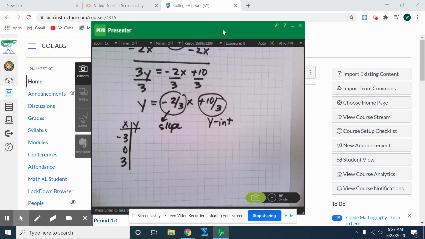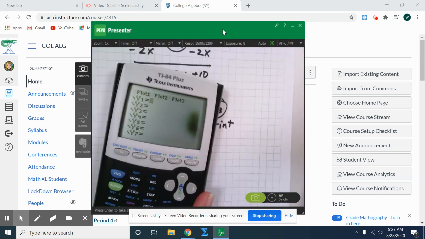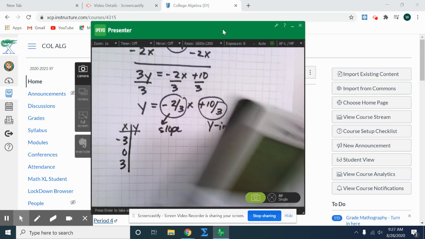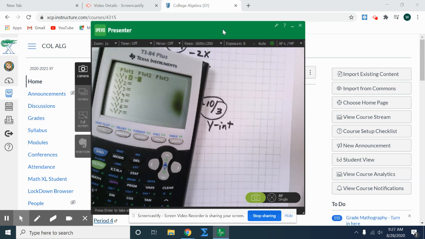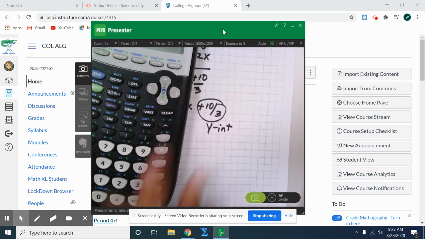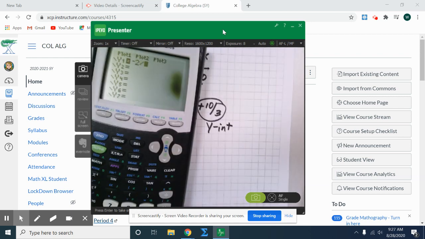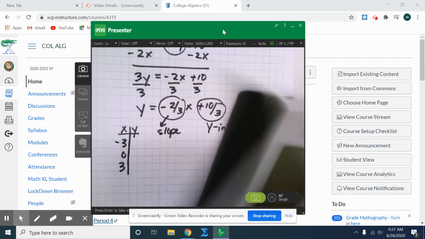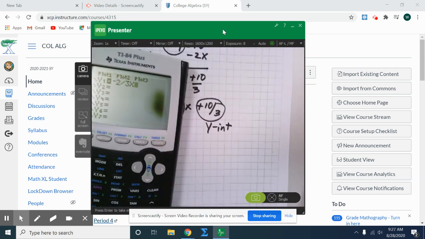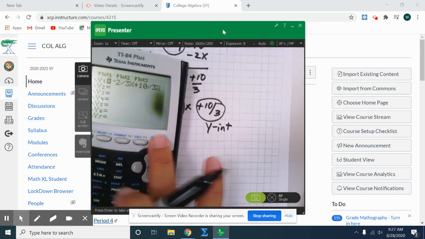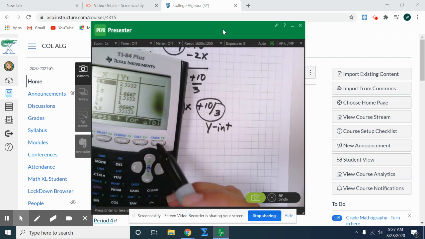You can substitute in, you can do the math, or you can put it on your graphing calculator. I'm going to use my graphing calculator. I'm going to go to my y equals key, and type in negative. Make sure you're using the negative key down here. So negative 2 divided by 3x plus 10/3, so 10 divided by 3. Then I'm going to go to the table. Remember, the table is above graph.